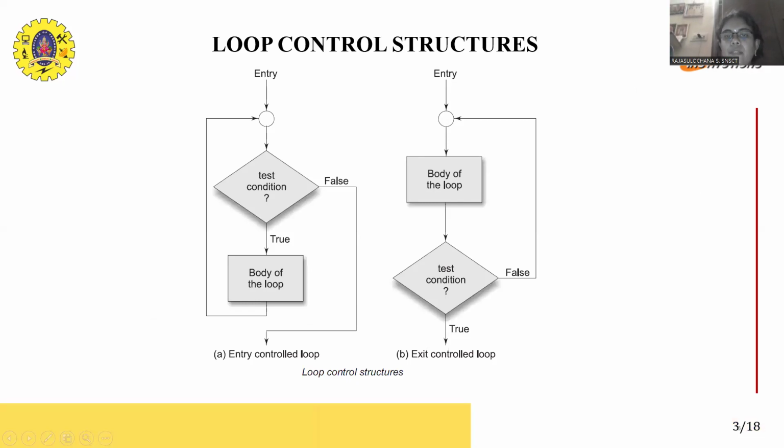So this is the flowchart for the loop control structure. After the program initialization, the test condition is checked. If the test condition is true, the body of the loop will be executed. If it is false, it will move to the exit part.